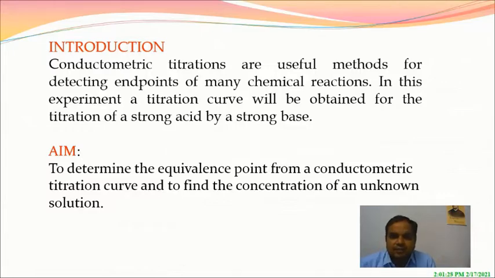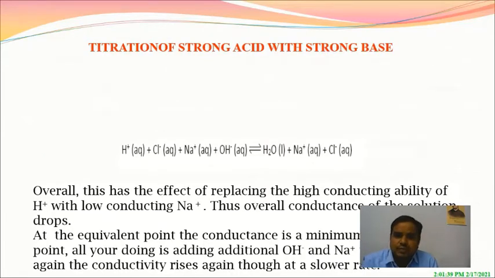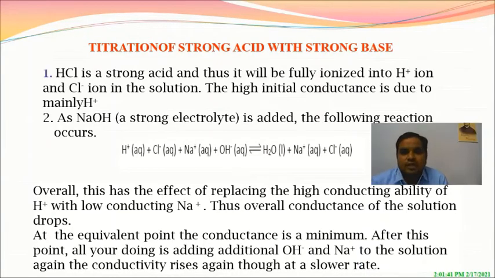The aim of the experiment is to determine the equivalence point from a conductometric titration curve and to find the concentration of an unknown solution. See here, this is the titration of a strong acid with a strong base. What is the principle involved? One ion is replaced with another ion of different ionic conductivity during the titration.